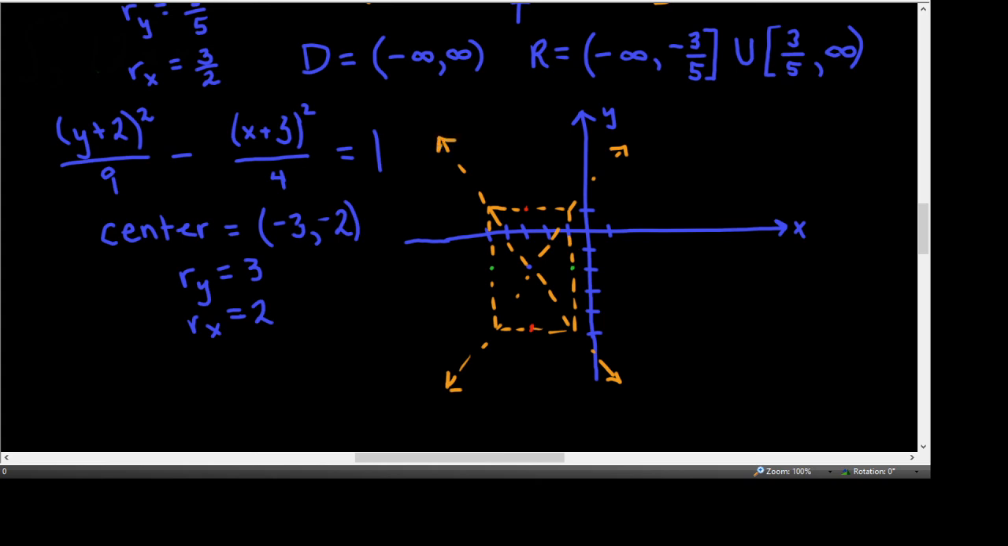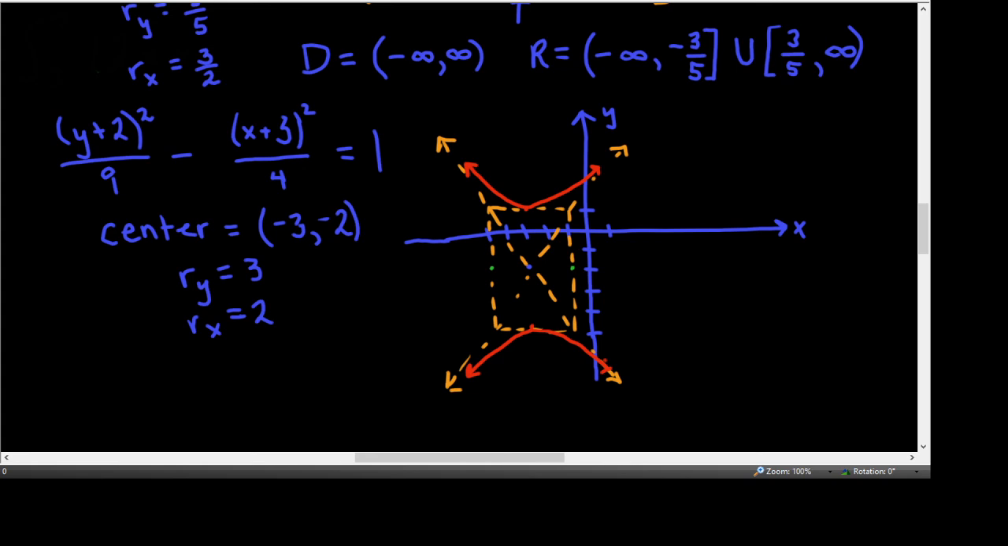And then to draw the branches correctly, look at which variable's in the positive fraction. It's y this time. So I'm going to use the points that I got from using the y radius, r sub y, and draw a curve that approaches each of the two asymptotes above. So this one will open upward, and the other half will open downward. Okay. Hopefully that's clear what's going on there.